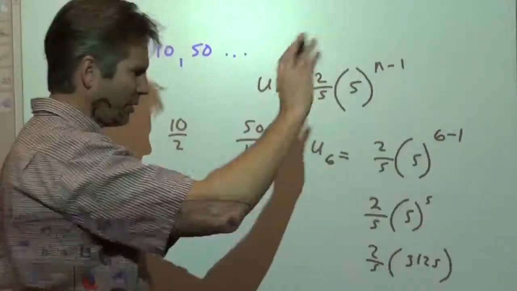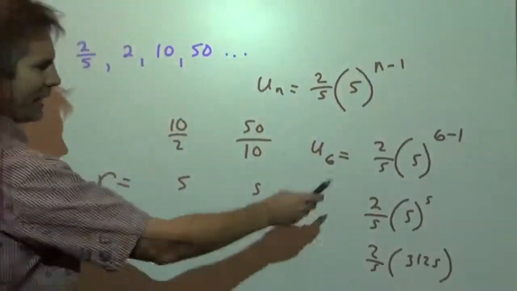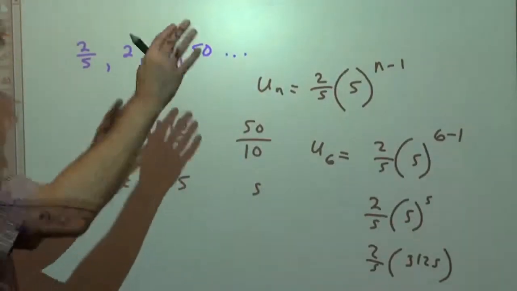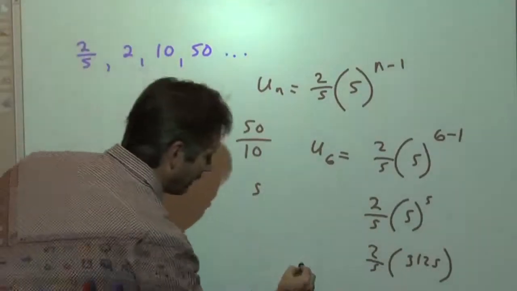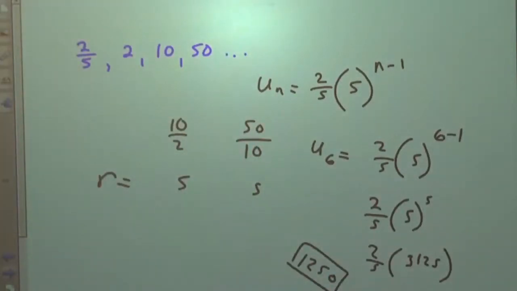2/5 times 5 to the 5th power, which would be 2/5 times 3,125, because 625 times 5, anyway. So we get that answer there, and you can bust out the calculator. It'd actually be 625 times 2. We don't care, it'd be 1,250, but that's fine. The answer would be 1,250 would be your 6th term. Double check, but I'm pretty sure that's it.